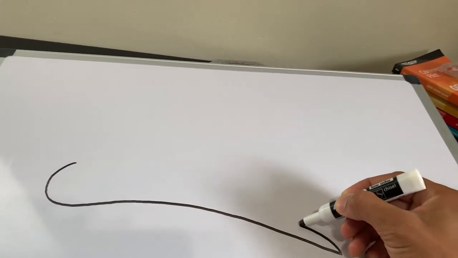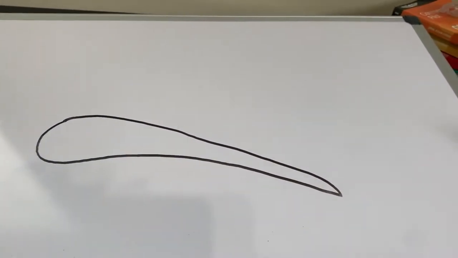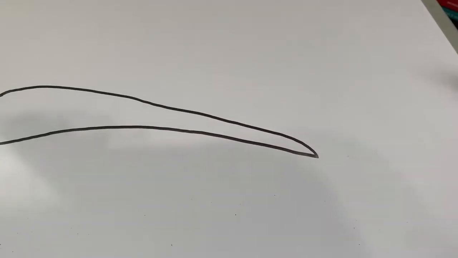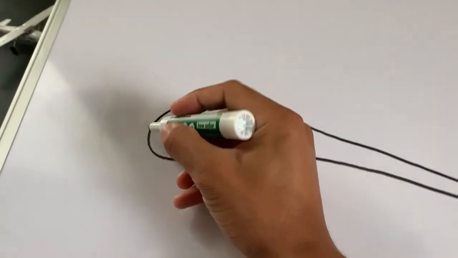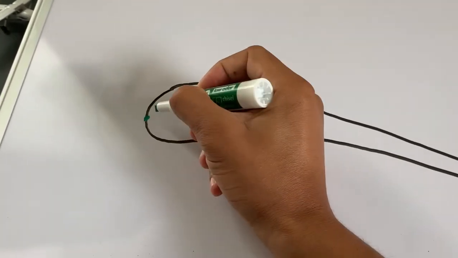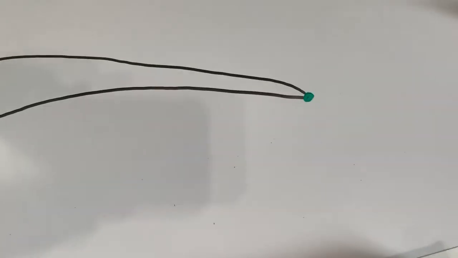Okay, that's good enough. Okay, that's my wing. It's a horrible wing, but anyway, whatever. Don't judge my drawings. Okay, so we have our leading edge, whoosh, right there, and we have our trailing edge, whoosh, right there. Okay.